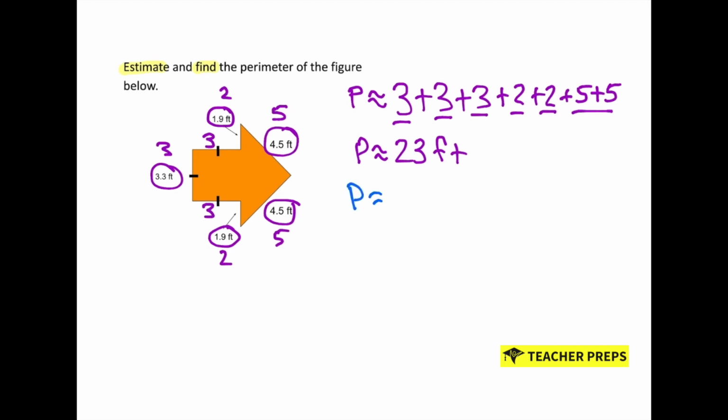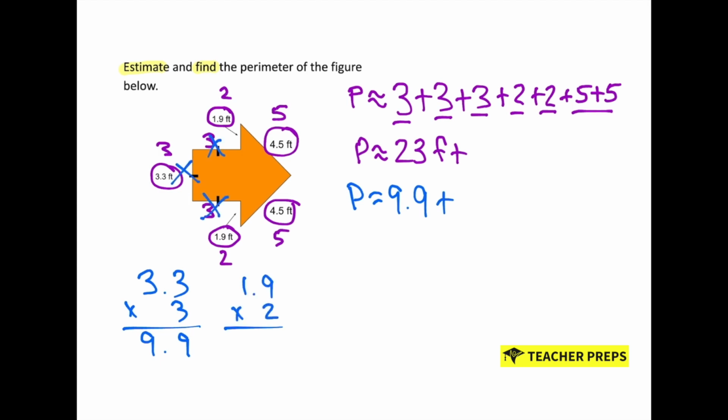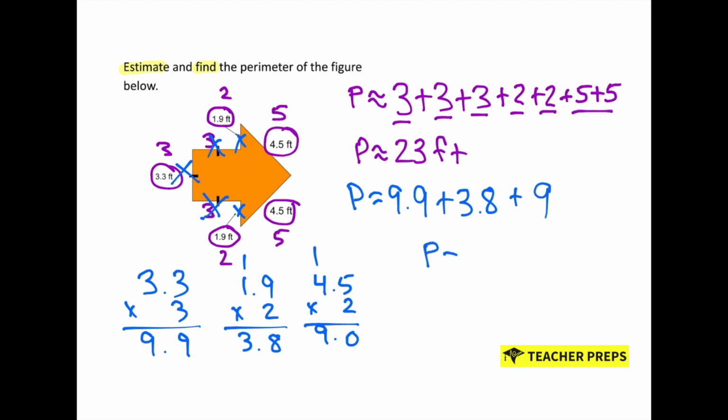Now let's find the actual. We have 3.3 3 times. So I'm going to take 3.3 times 3. That's 9.9. We also have 1.9 2 times, so I'm going to take 1.9 times 2. That's 3.8. That leaves us with our final two sides, which are both 4.5. So we can take 4.5 times 2. That gets us 9. When we add those, we get 22.7 feet.